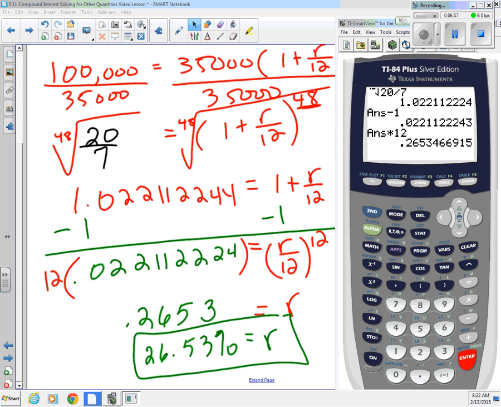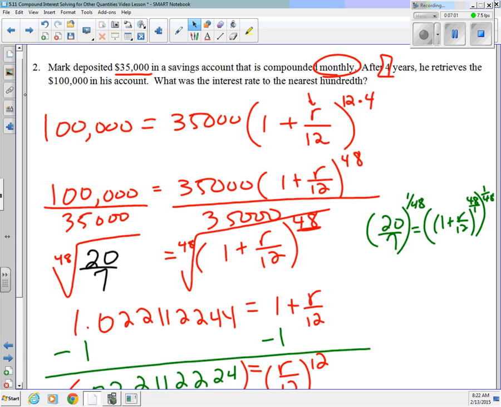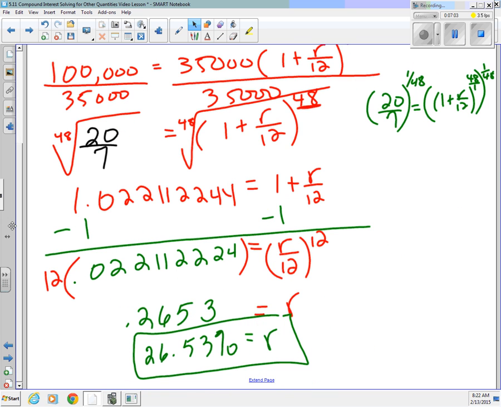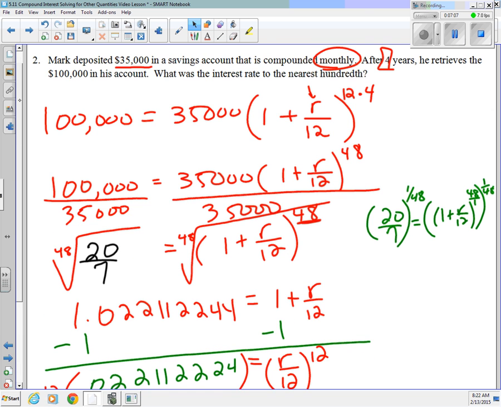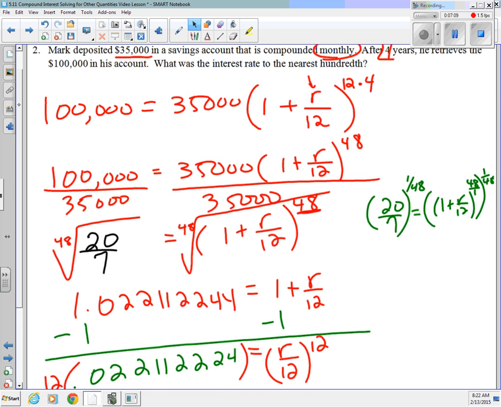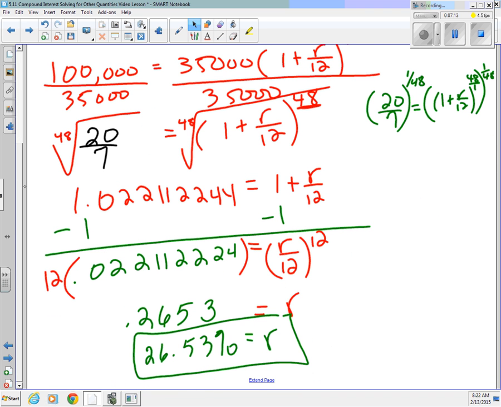Now, as I'm doing this problem, we did it correctly, but I would be very skeptical of Mark's claim, simply because in a savings account to get 26% a year is pretty crazy. So this is correct, but I would definitely be skeptical of this claim that Mark's making. If I were asking Mark what's going on with your life here, I would be very skeptical of this claim.